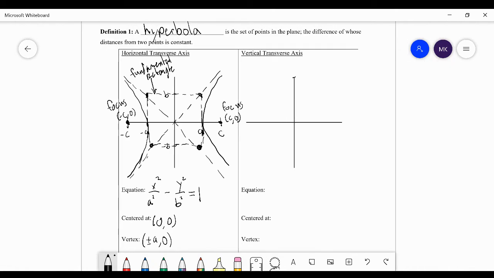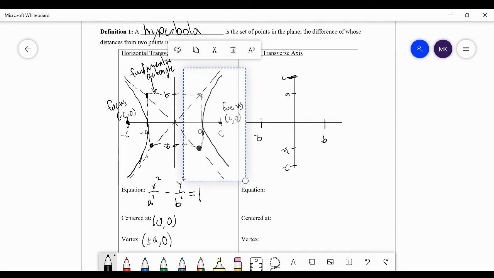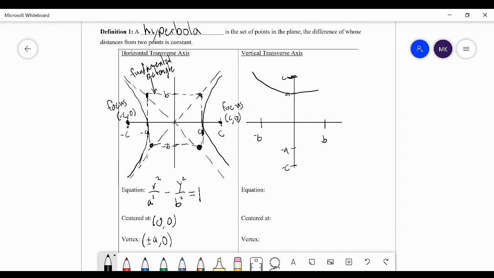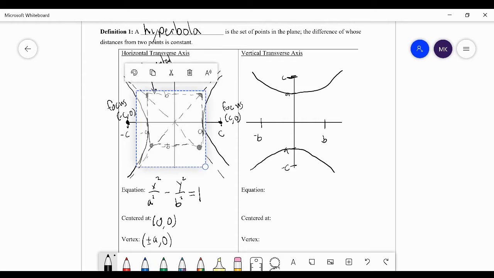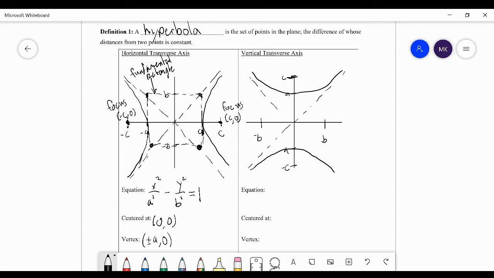We're going to move over here and do the vertical transverse here, and you'll see the differences. So again, we have c, a, negative c, and negative b here and b here. And I'll try and draw this out without it getting too terrible. This time I'm not going to draw in the fundamental rectangle because we don't exactly need it, and I don't want to. So we get all of these same features here, right?